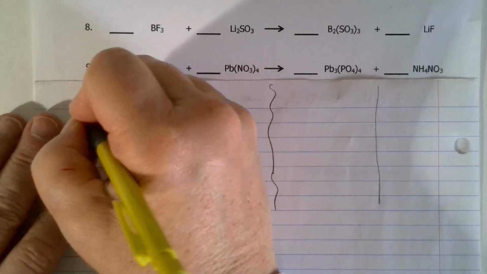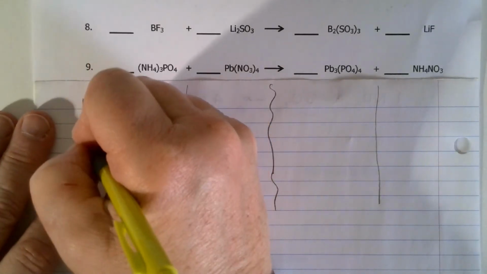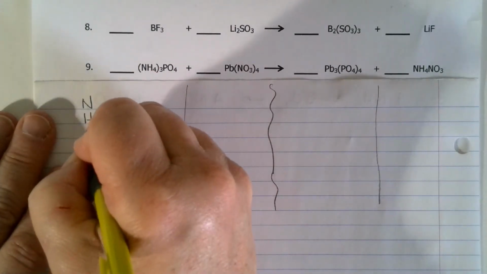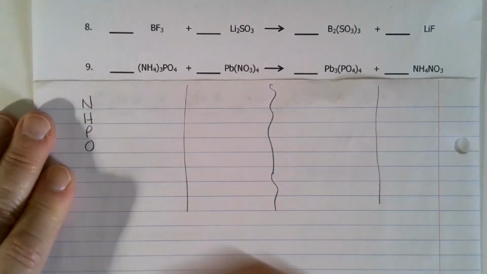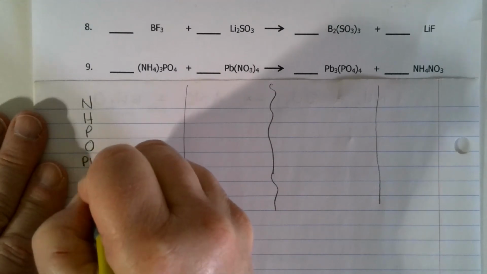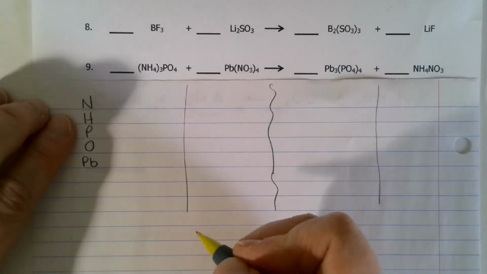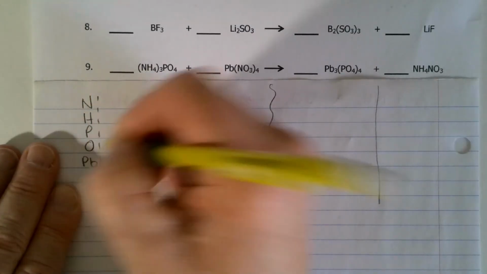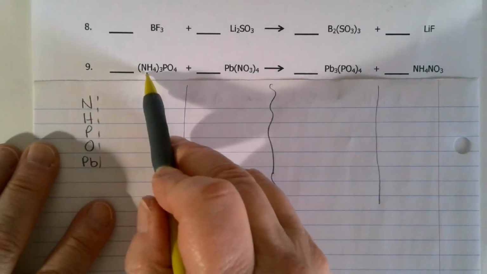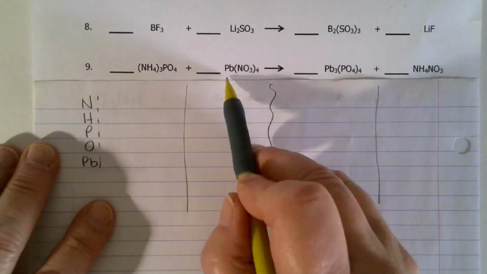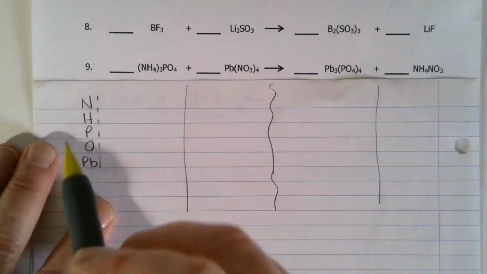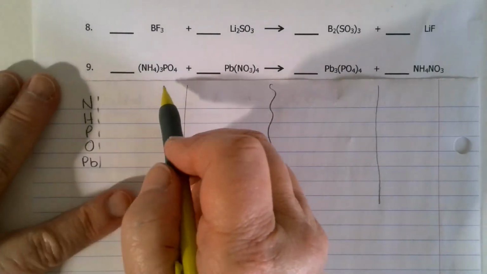Again, same process. I have a nitrogen. I'm not going to skip spaces this time. Hydrogen, phosphorus, and oxygen. A lead, Pb. I already have N down. I already have 3. Okay, I have all that down. So these are my elements that I'm using. Let's make sure. An N, H, P, O, a Pb, and an N, O. Yep, I have them all written down. So let's go through how I'm going to count this.